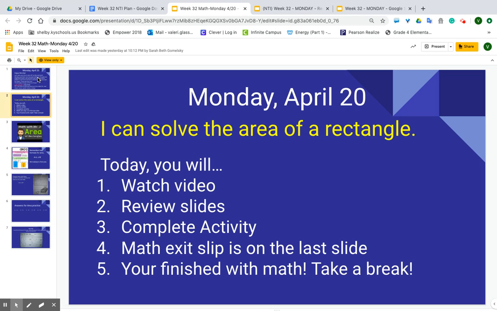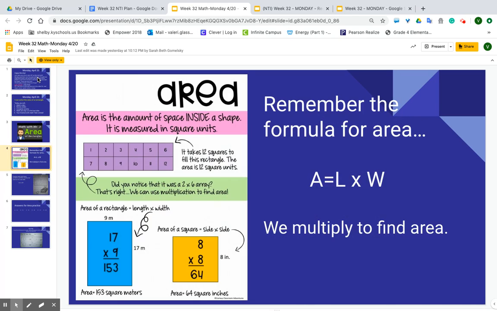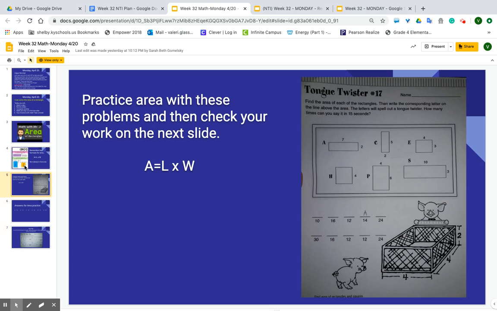That is exactly where you put your answer. So let's see. There is a video for you to watch, Math with Mr. J, that explains areas of rectangles. When you're finished, you're going to look at how to solve area. Area is just length times width. So let's look up here. If I have this big rectangle, I want to take how long it is times how wide it is to get my area. All right, here's a couple practice.